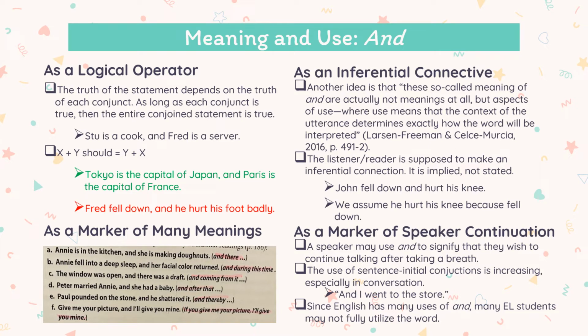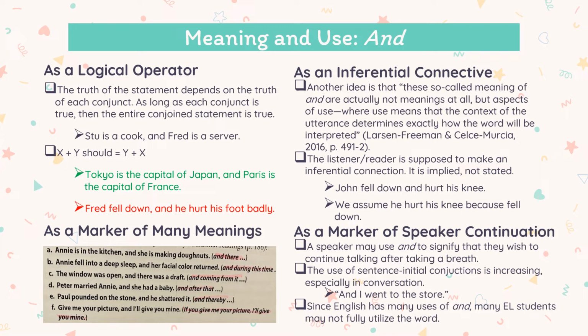And the basic way of looking at this is with this equation: X plus Y should equal Y plus X. Now, the textbook talks about how this is complicated because it doesn't always do this. X plus Y is not always interchangeable with Y plus X. The first example, it is. Tokyo is the capital of Japan and Paris is the capital of France. So that sentence could easily be switched around and it still has the same meaning. So you could say Paris is the capital of France and Tokyo is the capital of Japan.